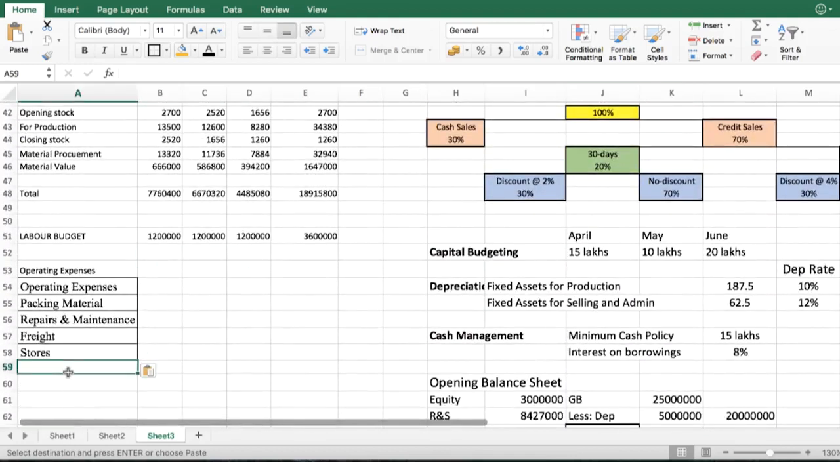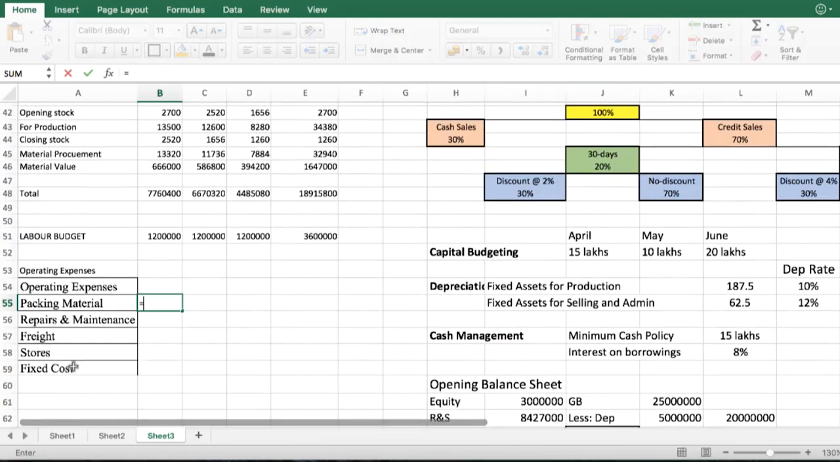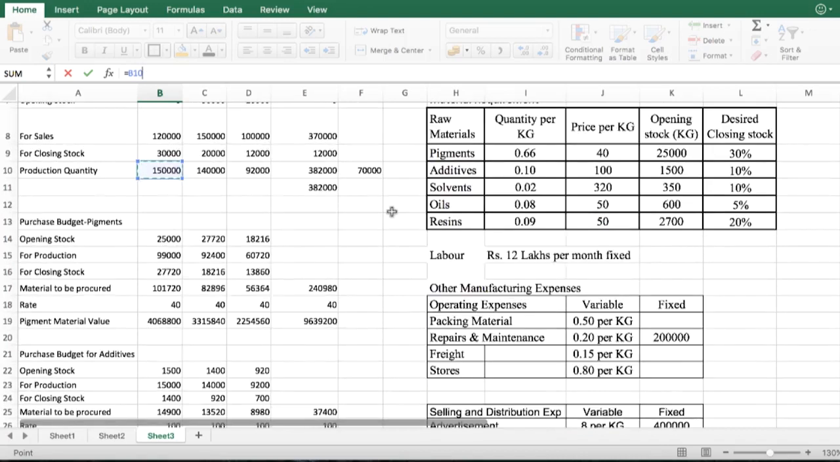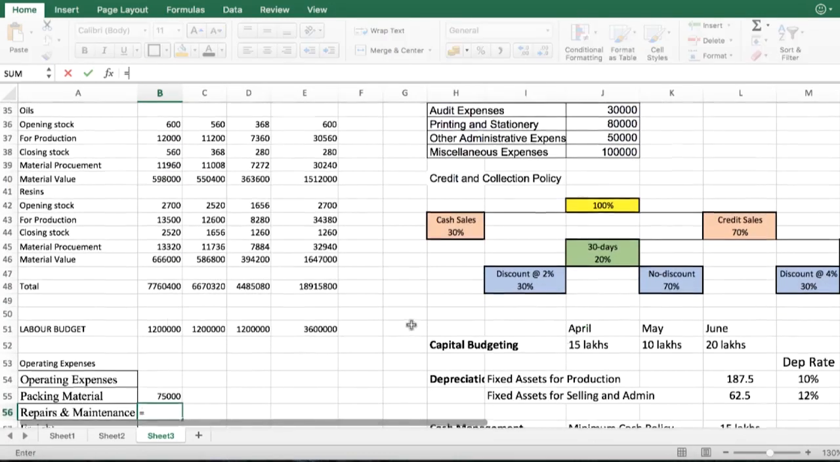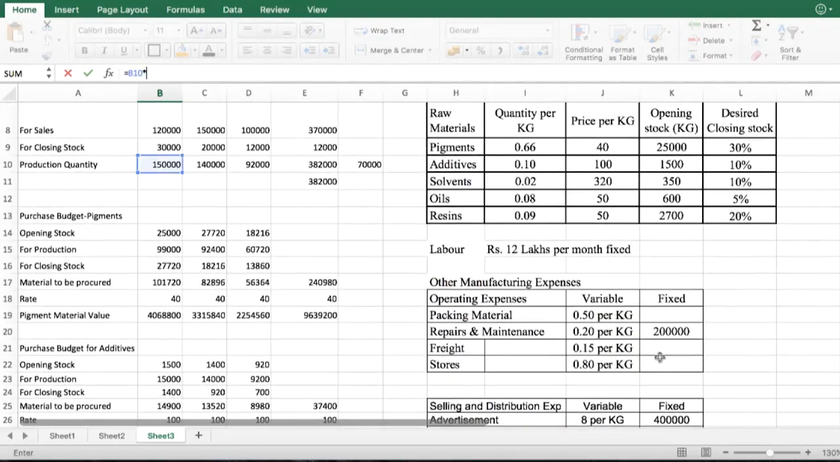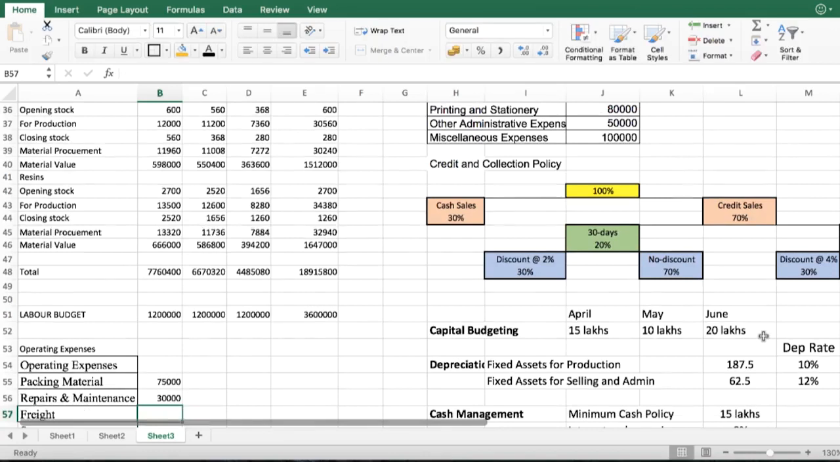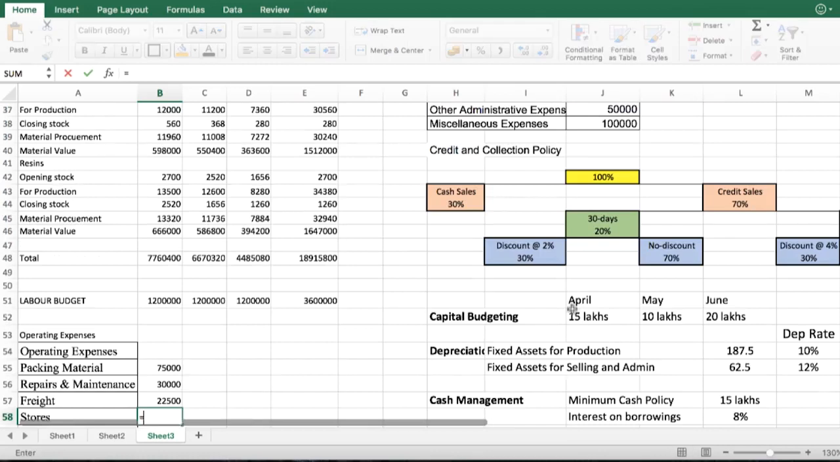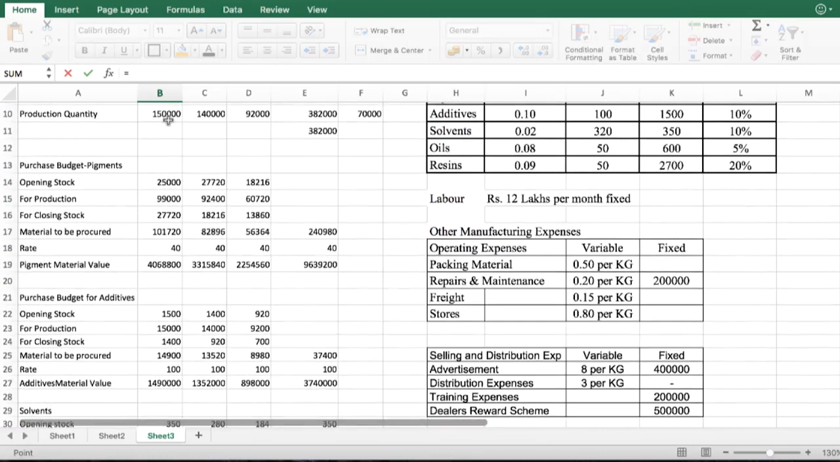We will have a separate line item called fixed cost. This is again related to the production. So, we need to multiply all these values with the production quantity. 1,50,000 for the month of April multiplied by 0.5, and here again the same 1,50,000, and the rate is 0.2 per kg. 1,50,000 again production quantity, and for the freight we have 0.15 per kg as our cost, and finally for the stores item 1,50,000 multiplied by 0.8 per kg.